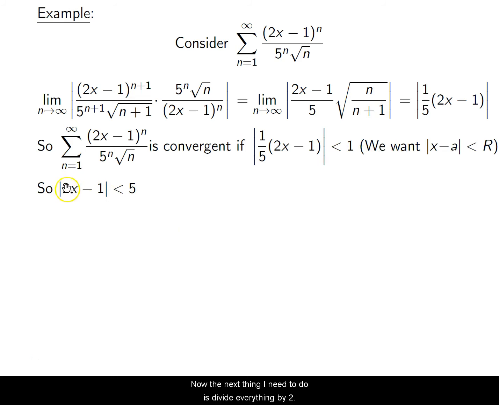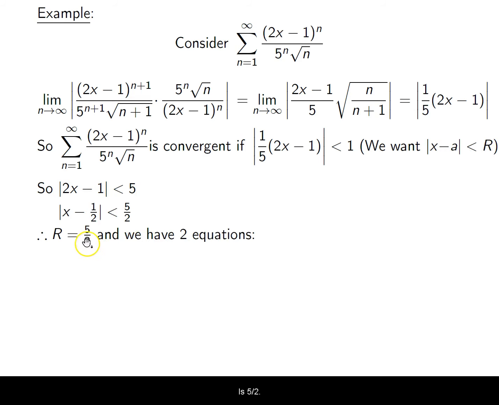Now the next thing I need to do is divide everything by 2 so that I can have it as x minus some value. It could be x plus some value, that's fine, it would just be an opposite value here. But I need this x to be isolated. So divide everything by 2, and this is what I have. So that means my radius of convergence is 5/2. And then this gives me 2 equations, right? So again, this just tells me what my radius is. Solving this will give me the boundaries for my radius of convergence. So my radius is 5/2.